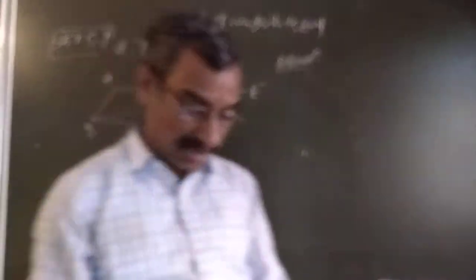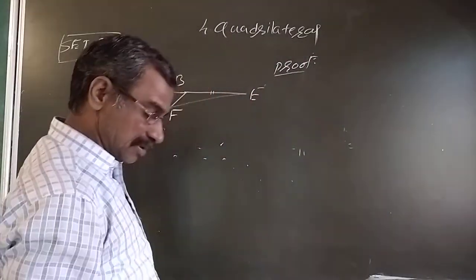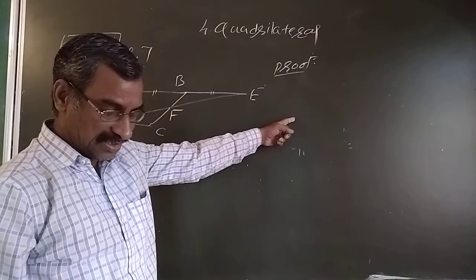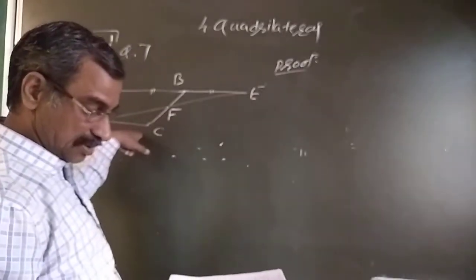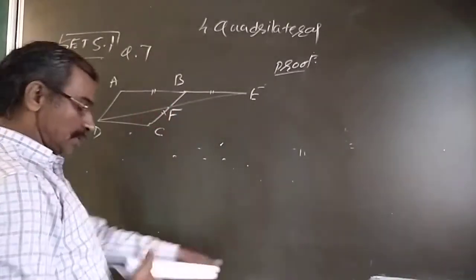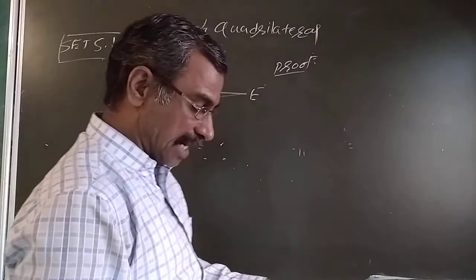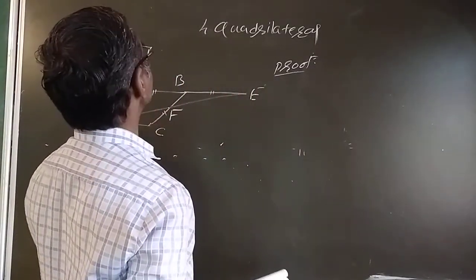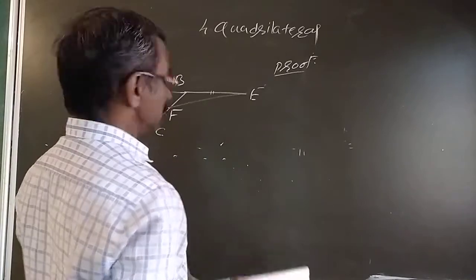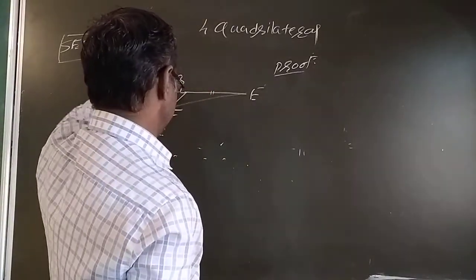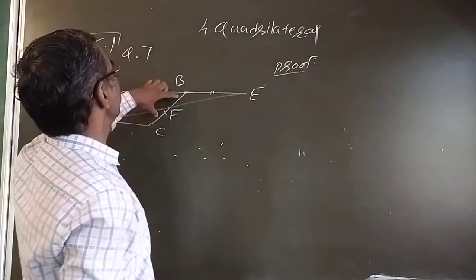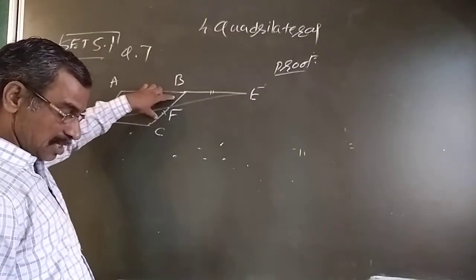Again I am reading the question. In the diagram ABCD is a parallelogram. Then point E is on the ray AB such that BC is equal to AB. These two are also equal. Then prove that line ED bisects the side BC at point F, which means these two are also equal.